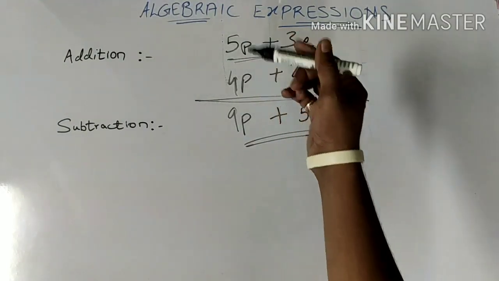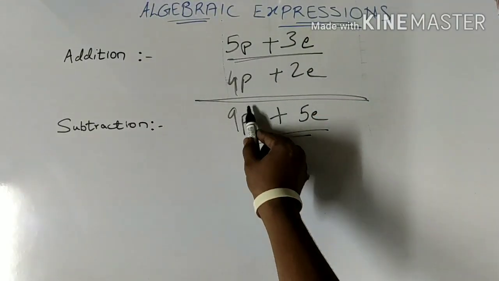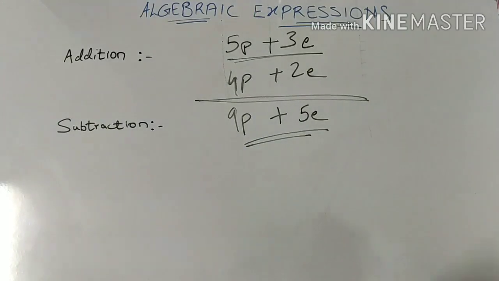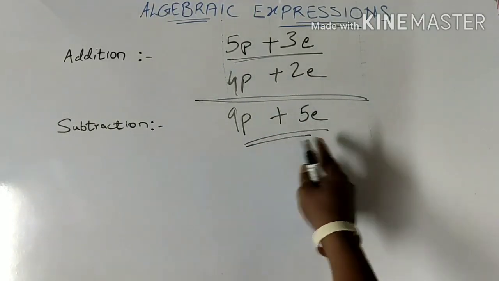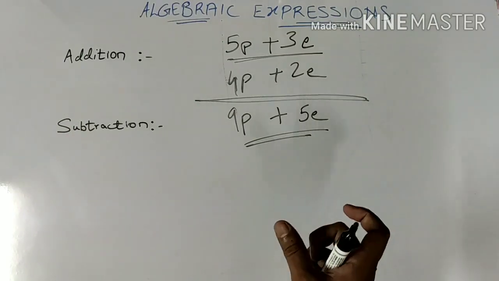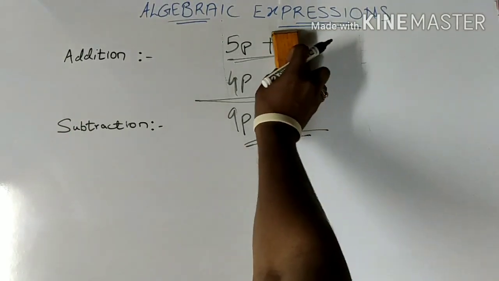So this way we add the numbers or the terms which have the same variable. Okay, so we do not add all this, 9 plus 5, to give you 14 stuffs. So we have separate terms which are added or subtracted.